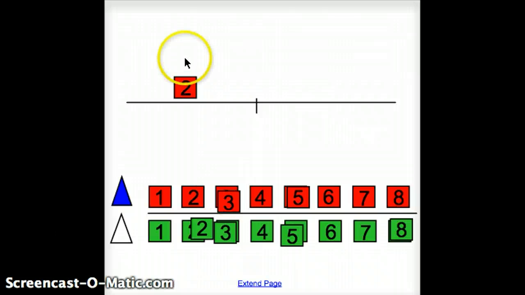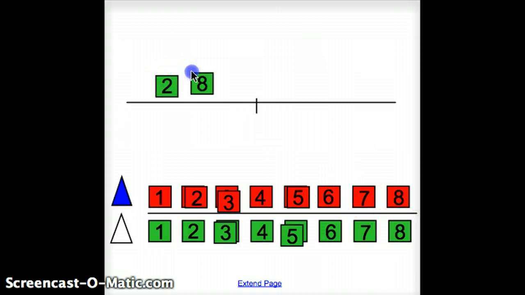Alright, let's try another problem. This time the problem is negative 10 subtract negative 5. So, I don't have a negative 10. I'm going to put a 2 and an 8 up here for a negative 10. And now I'm supposed to take off a negative 5.